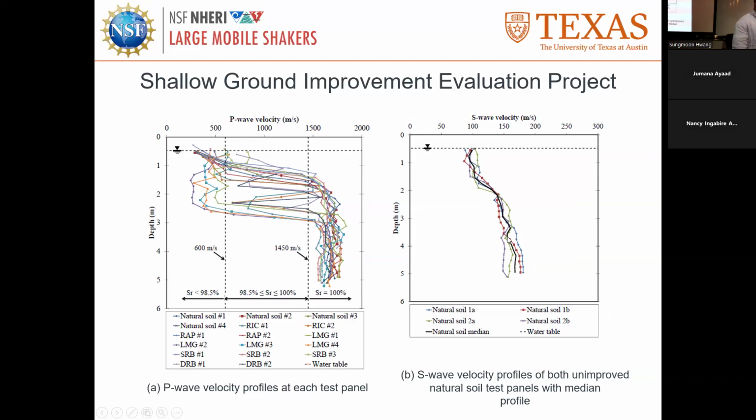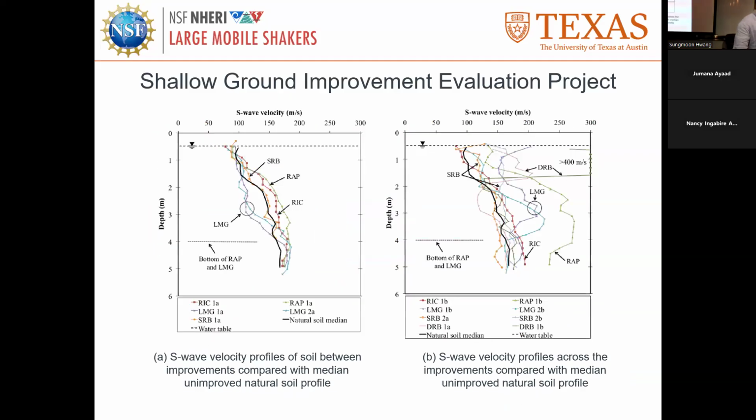And this is the shear velocity we measured in the natural ground. We have to measure the natural ground because it is going to be the baseline to compare how the ground improvement really increased the stiffness. So there's a comparison. The left side is between the improvements, showing how they increased the shear wave velocities in the improvement zone. Wrap and rig increased the shear velocity by 10 to 15%. LMG decreased it by 20 to 30%. When they injected the LMG, they actually heated the soil up.